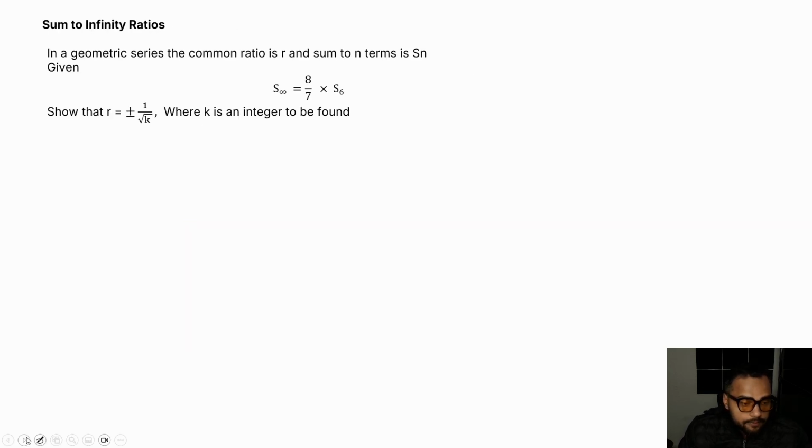Now let's move ahead. In the question, student, they have mentioned that in a geometrical series the common ratio is r and the sum to n terms is Sn. Given S infinity equals 8 by 7 times S6, show that r equals plus or minus 1 by root k, where k is an integer to be found. So they have given a certain value, S infinity equals 8 by 7 times S6. S infinity we have already calculated, that is a by (1 minus r), in the previous slide.